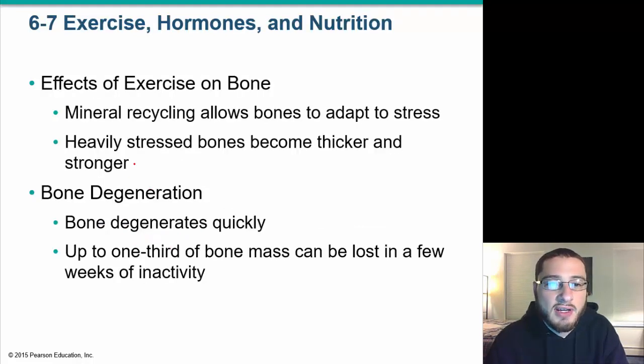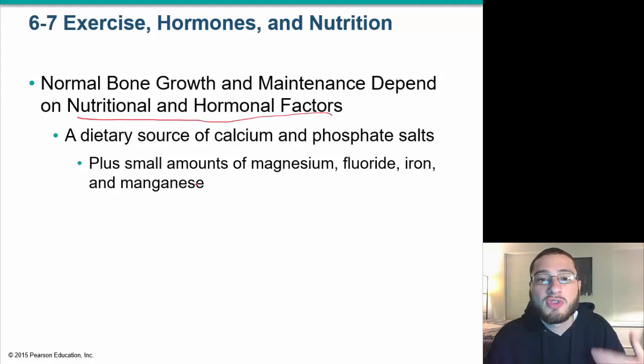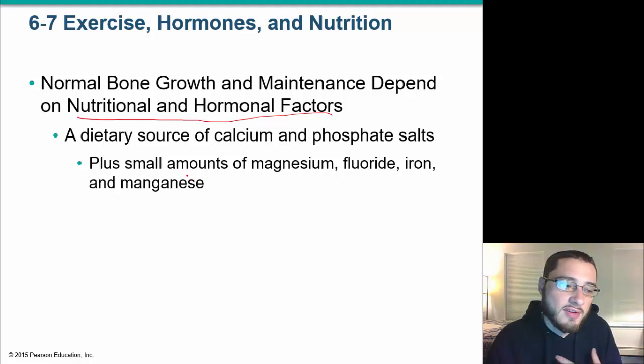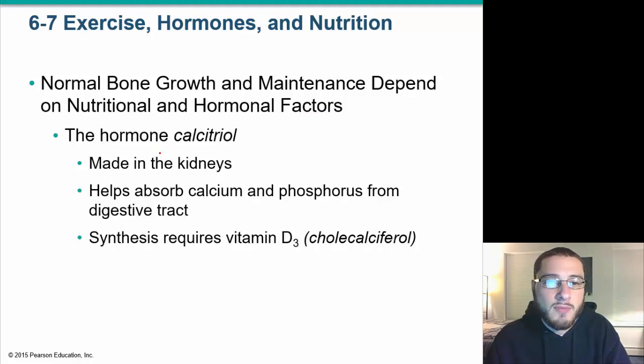Effects of exercise. Heavy stress on bones makes the bones thicker and stronger. Bone degeneration: bone degenerates quickly. Up to 1/3 of bone mass can be lost in a few weeks of inactivity. Normal bone growth and maintenance depend on nutritional and hormonal factors. We see in older women, their hormones start to change and their bones aren't as strong. We see in bodybuilders, they are putting a lot of stress on those bones and they're eating a good diet, and their bones are very strong.